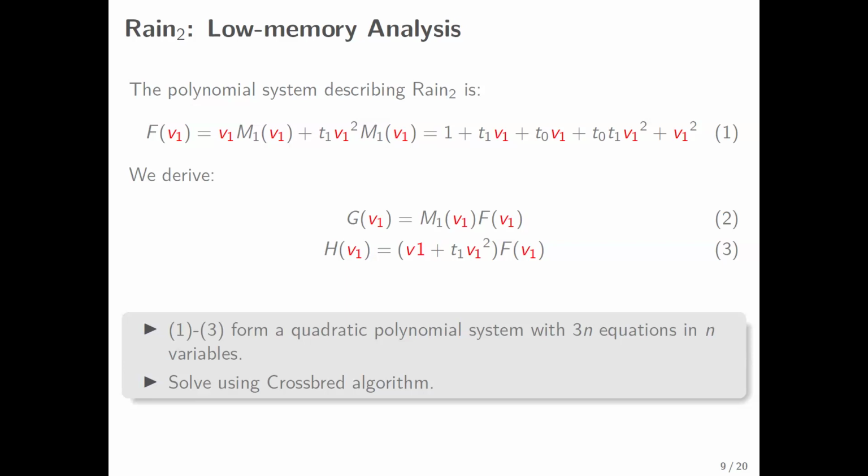And we derive another polynomial, H, by multiplying F, which is the original polynomial, with a quadratic function of the variable V1. So both M and the quadratic equations are linear over F2, and both 2 and 3 would be quadratic still over F2, and they would be linearly independent from 1. So in general, we would have a quadratic polynomial system over F2 that has 3n equations and n variables, so it's overdefined, and it would hopefully be easier to solve. And we will try to solve this polynomial system using the cross-spread algorithm.